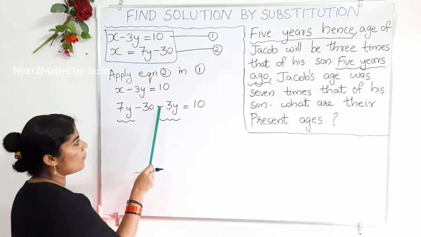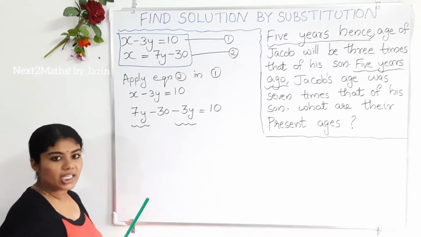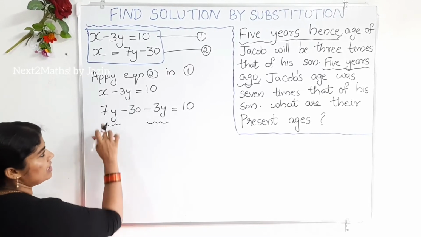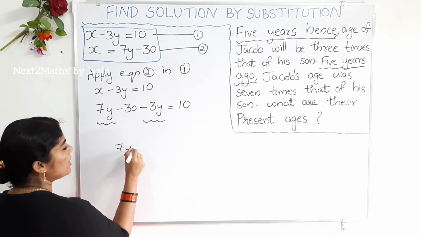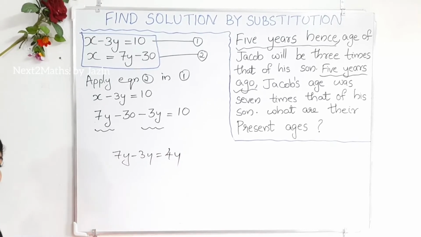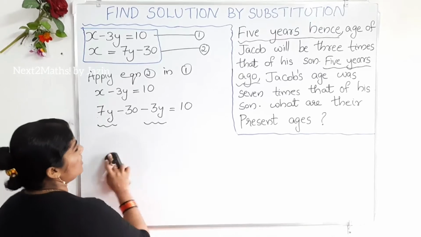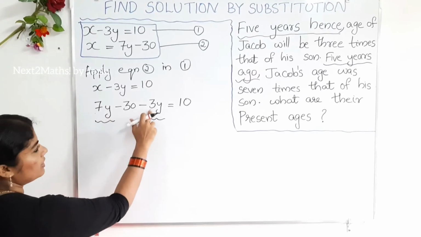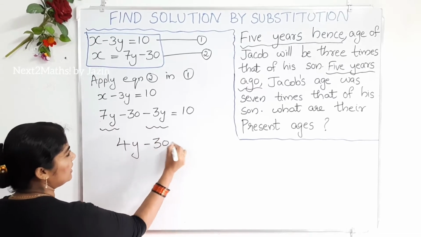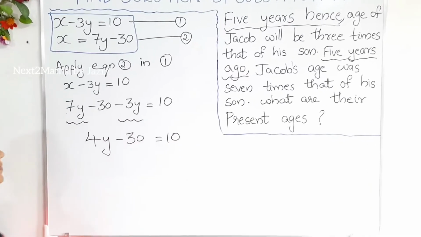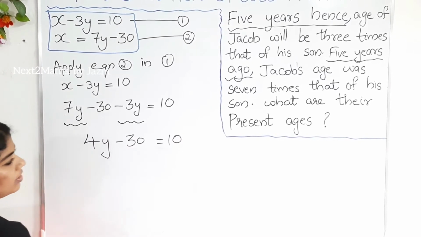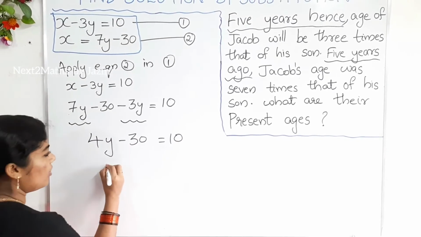So 7 minus 3. What is 7 minus 3? You will get 4. So 7y minus 3y, this portion. 7y minus 3y. What is the answer? 4y. So that you can write as the next step. 7y minus 3y, so you can write 4y minus 30 equal to 10. This we can write next. Then, so hope you all have got the answer now.